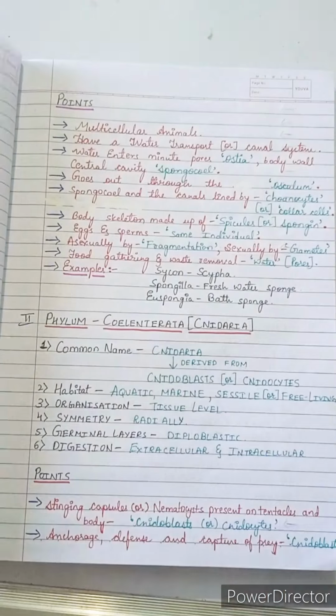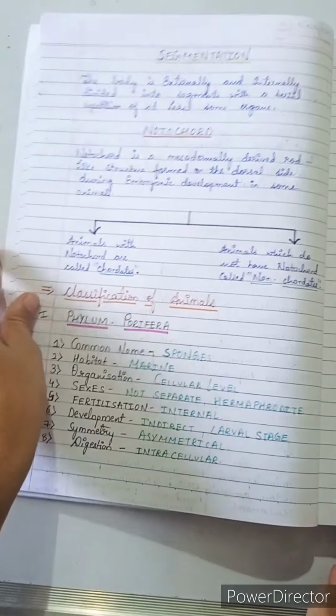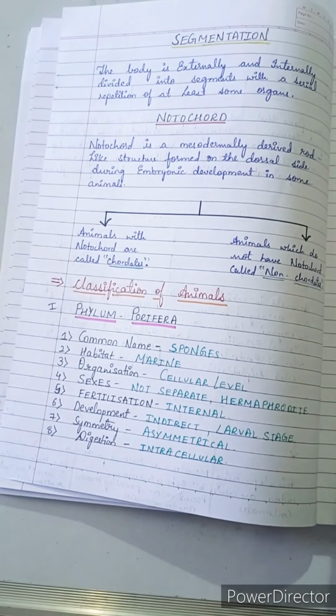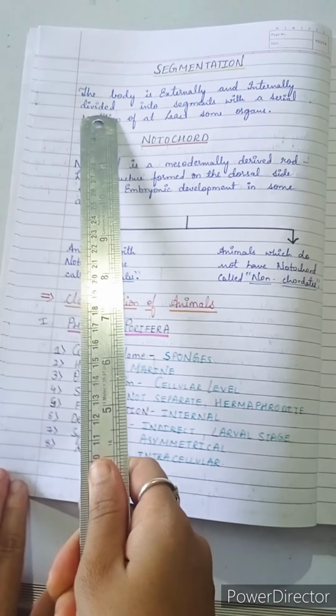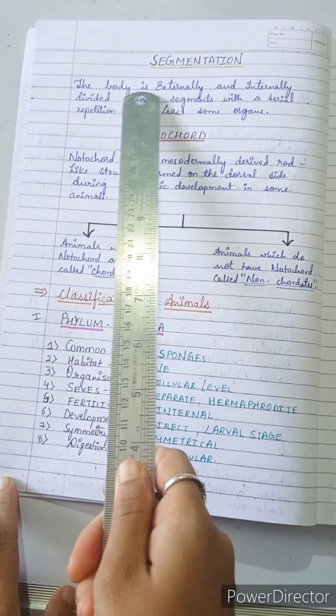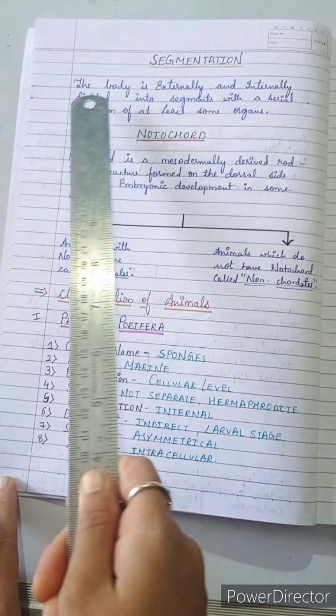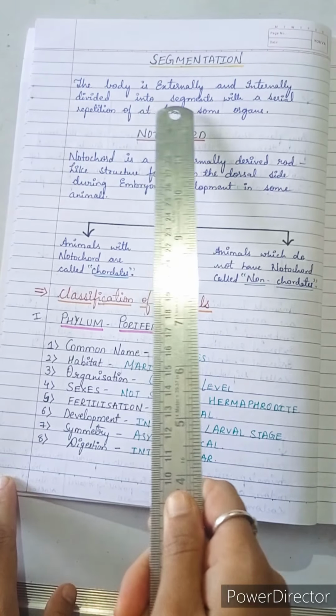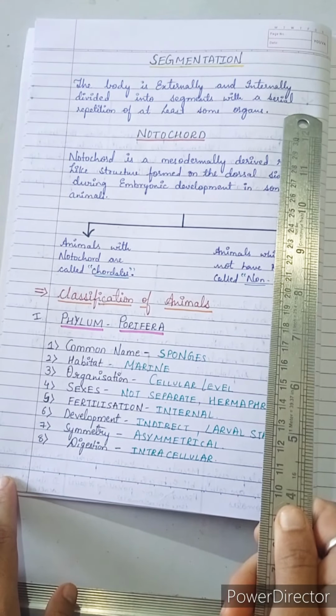Next, we are going to see the topic segmentation. The definition of segmentation: the body is externally and internally divided into segments with the serial repetition of at least some organs.